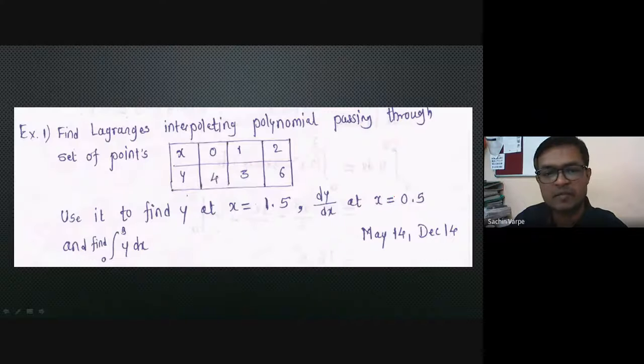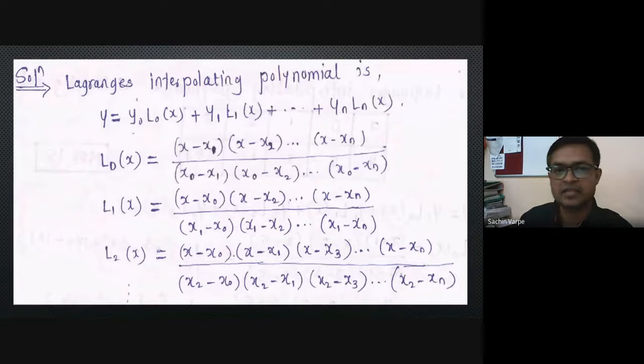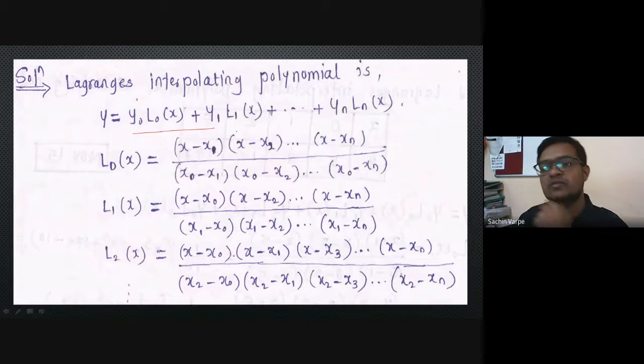So you can see here in this example, in this question, these 3 points are given. So here this is the solution. This is the Lagrange interpolating polynomial: y0 L0 plus y1 L1 plus y2 L2. So these are the formulas. Actually, I have generalized those formulas in the first example.